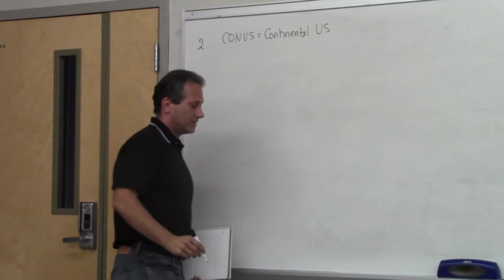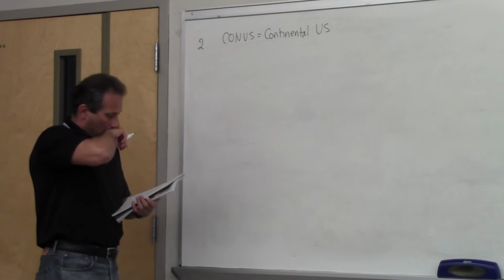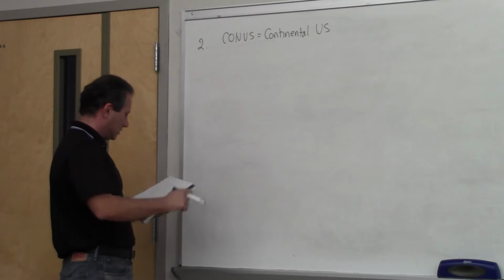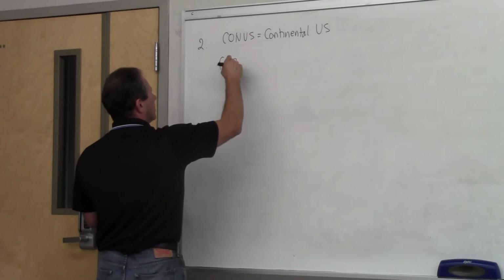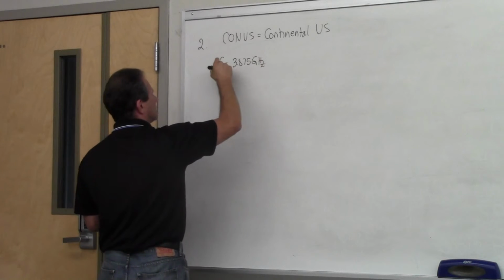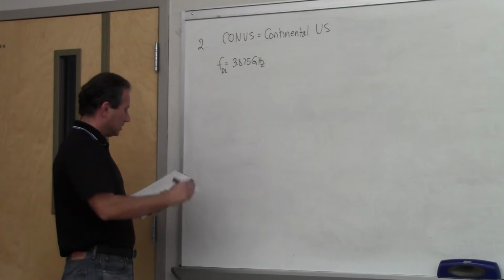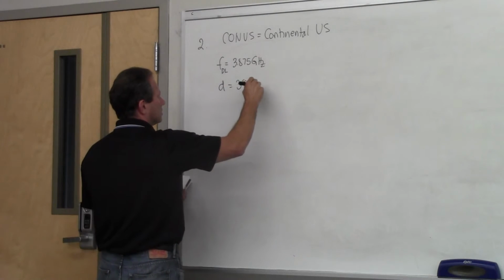Essentially these 48 states that are connected to one another. The antenna, so now we're looking at the downlink. The antenna of the satellite transmits at a frequency of 3.875 gigahertz. So that's a downlink from the satellite. And the distance to the Earth station is 39,000 kilometers.